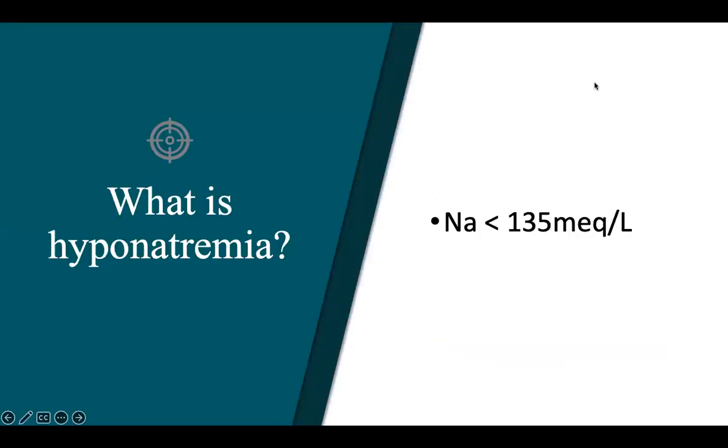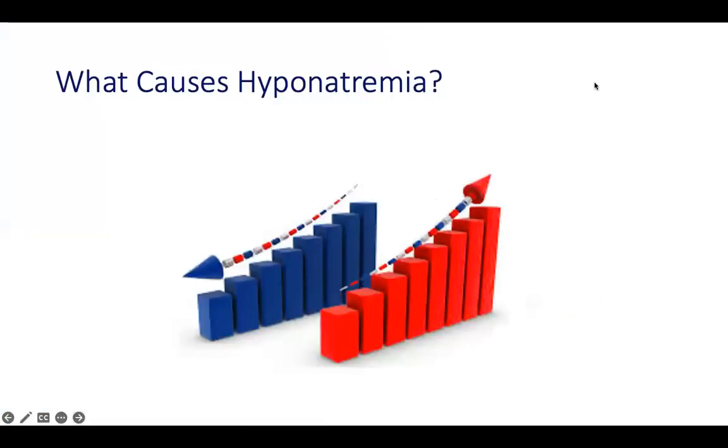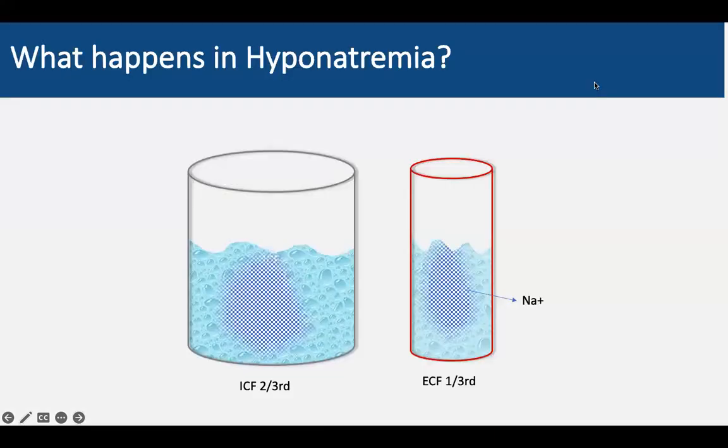So, what is hyponatremia? We all know sodium less than 135 is hyponatremia. What causes hyponatremia? If you want to know in simple terms, it just means that hyponatremia is either because you have lost sodium or because you have gained water. So now we need to understand a basic concept, that is, two-thirds of your fluid is in the intracellular compartment. Only one-third is there in the extracellular fluid, maybe 6% or so as the blood volume.